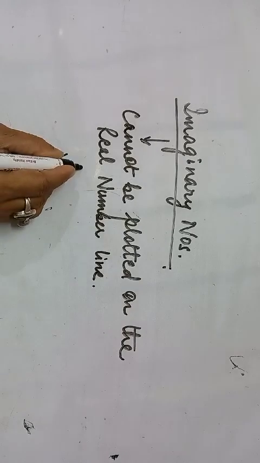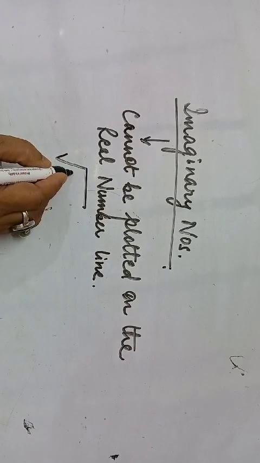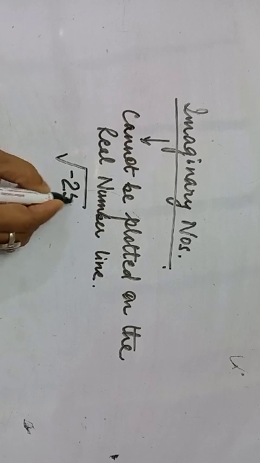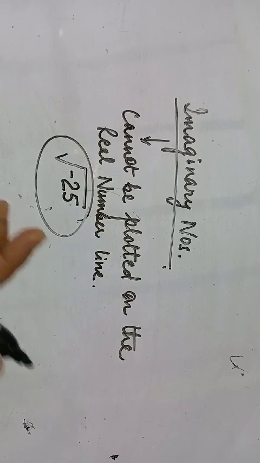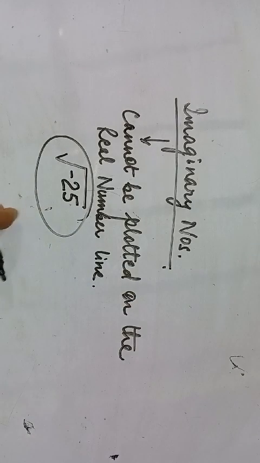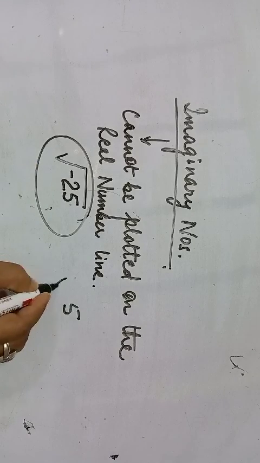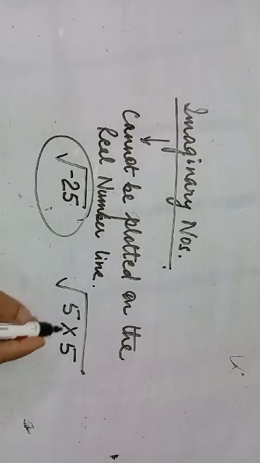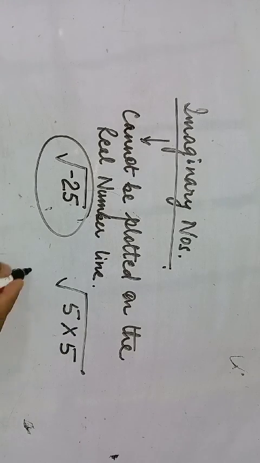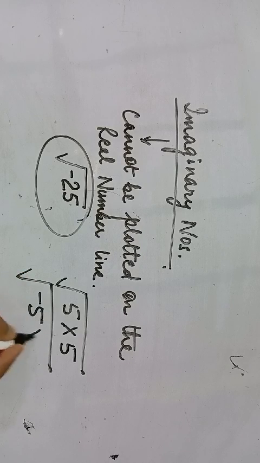And here is an example. Let's say we have the square root of minus 25. Can you think of a number which when multiplied by itself gives you minus 25? See, if you do 5 into 5, that is going to give you 25 with a plus sign. If you do minus 5 into minus 5, minus into minus is plus, so it will give you 25 again.